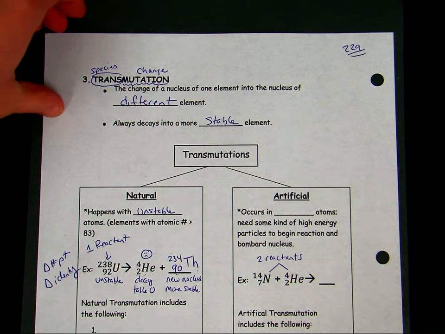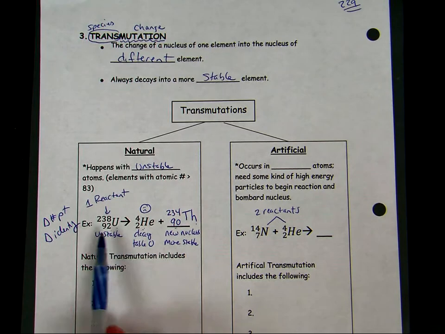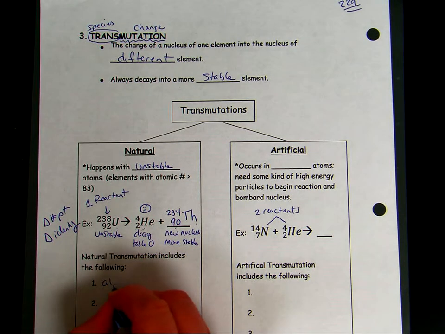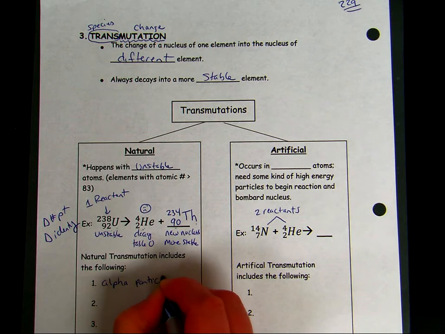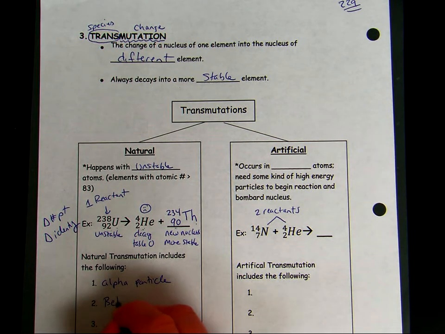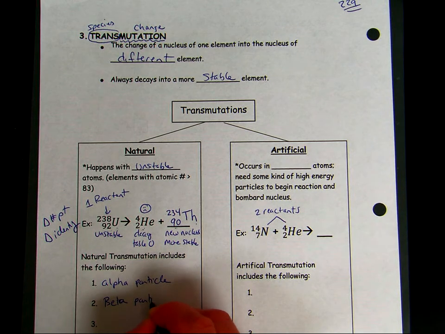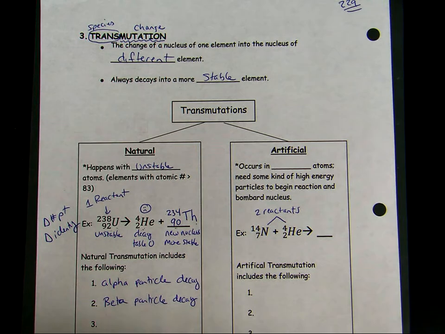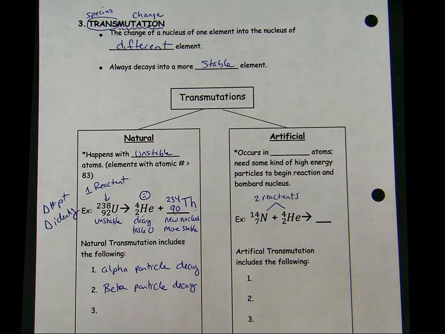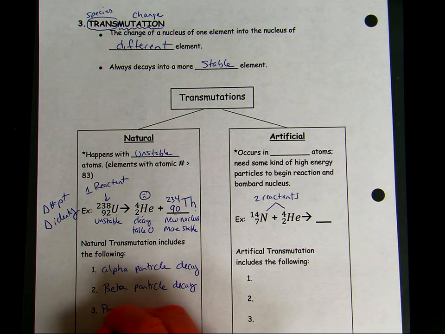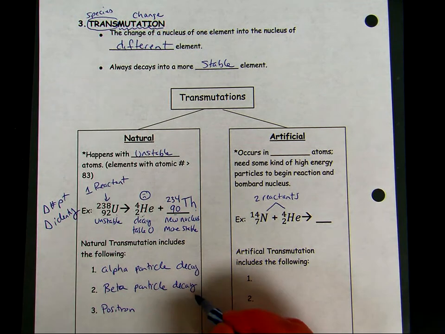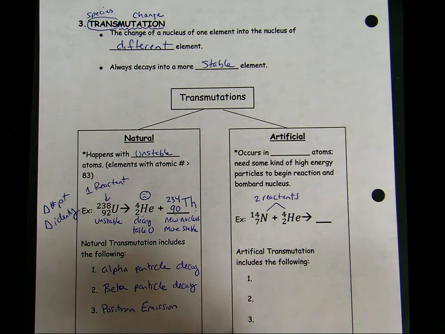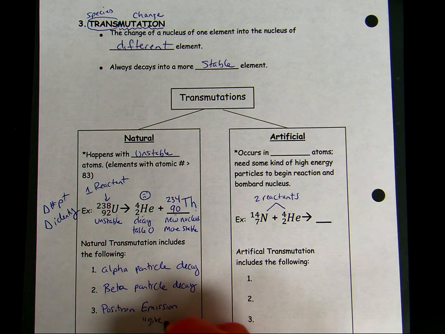So the natural transmutations that you will need to be able to write the decay reaction of include the following. You have to be able to do the alpha particle decay. You'll need to be able to write out the beta particle decay. Should have the word decay in here. And then you will also have to be able to write out the transmutations that involve the positron, but instead of referring to it as a decay, they refer to it as an emission. And emission just means to give off.